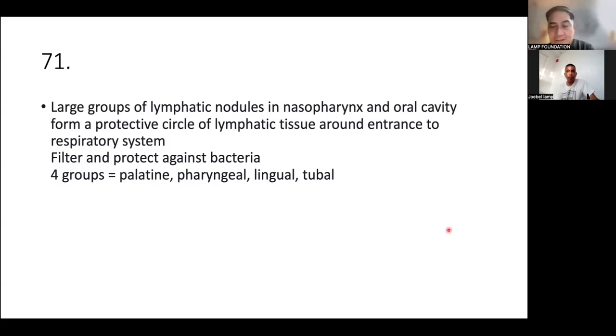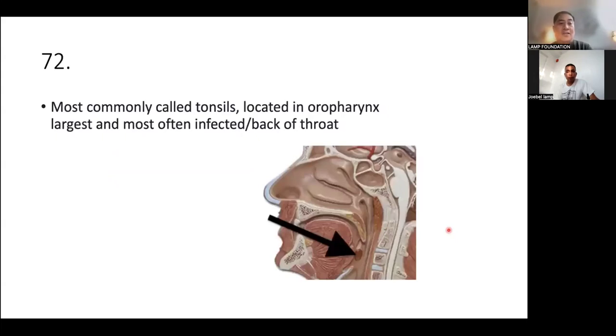What are these? The tonsils. Yes. Most commonly called the tonsils, located in the oropharynx. This is where you examine when you ask the patient to stick out the tongue. You look for this type of tonsil, most often infected, and it is located at the back of the throat. So what do you call this? The one where the arrow is pointing.